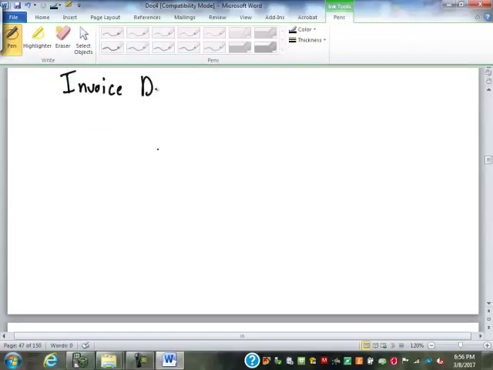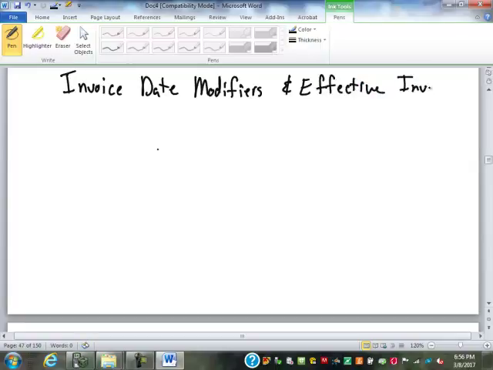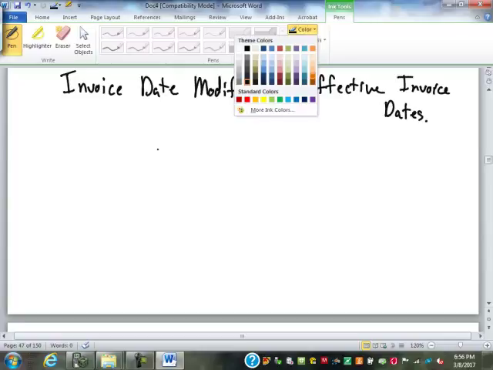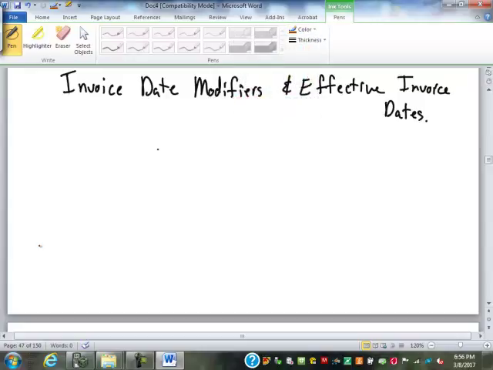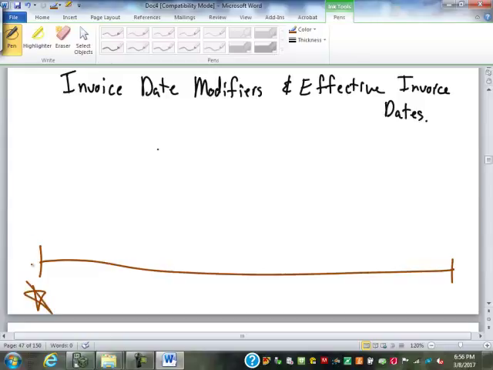So let's look at invoice date modifiers and effective invoice dates. What invoice date modifiers do is they change the effective invoice date. In other words, they change the date at the beginning of this timeline.